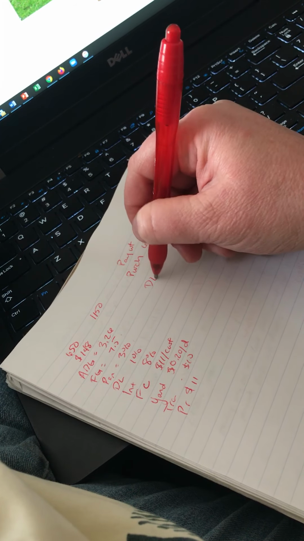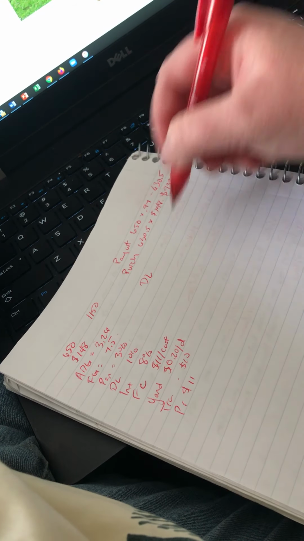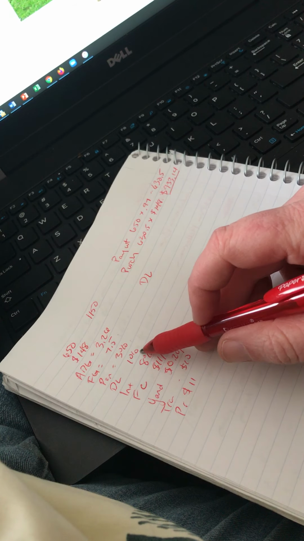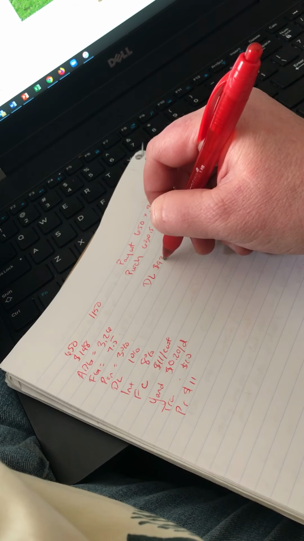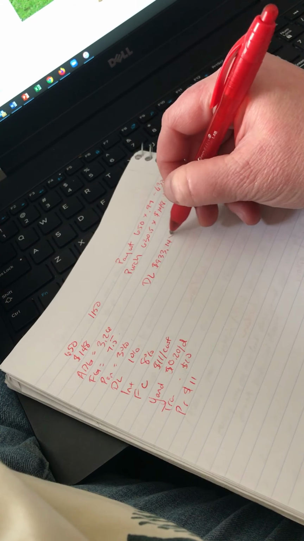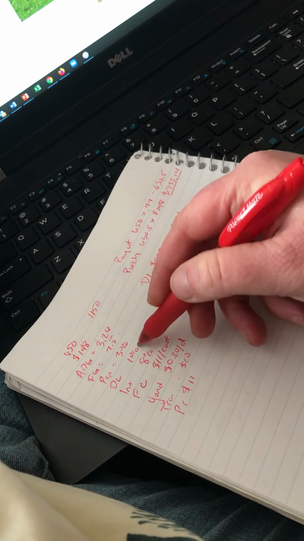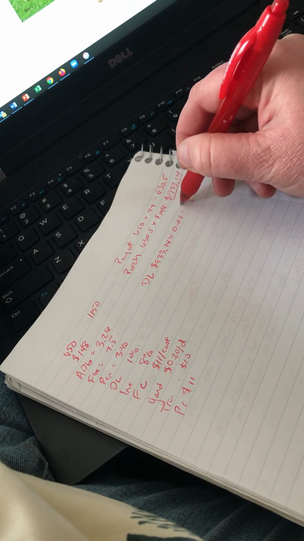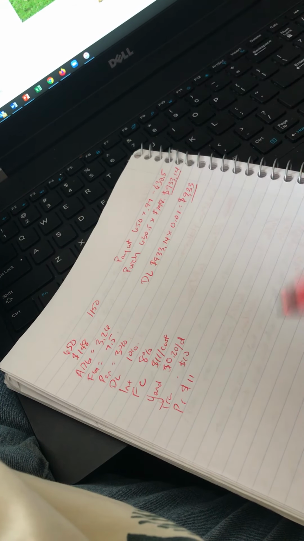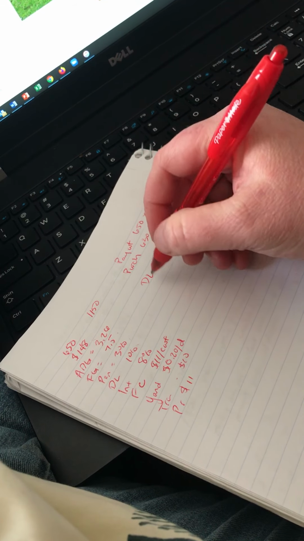Next, I have to calculate death loss. So I just calculate it on a percentage of my purchase price. So I say $933.14 times 0.01 because it's 1%. So $9.33 is my cost for my death loss.